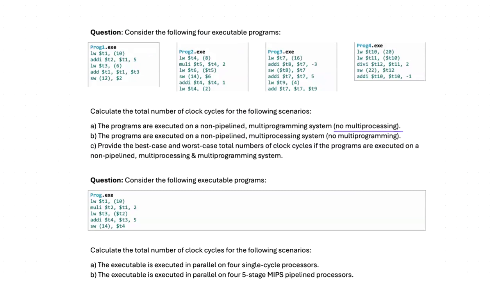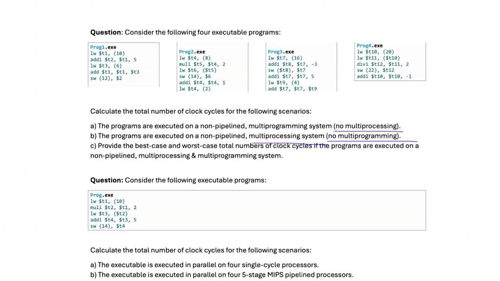Count all of the instructions. That's literally it. Next, we have over here multi-processing, but no multi-programming. We have multiple restaurants, but no idea how to manage them all. Same thing, count the instructions. And then provide the best and worst case number of clock cycles if the programs are executed on a non-pipelined, multi-processing, and multi-programming system. This is the good one. This allows us to layer things.